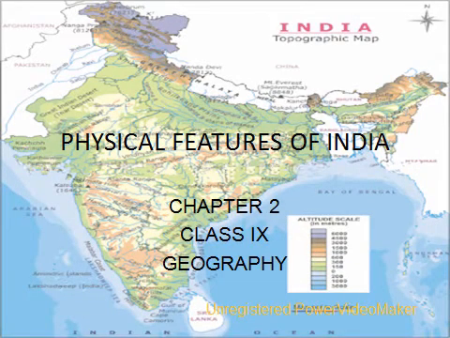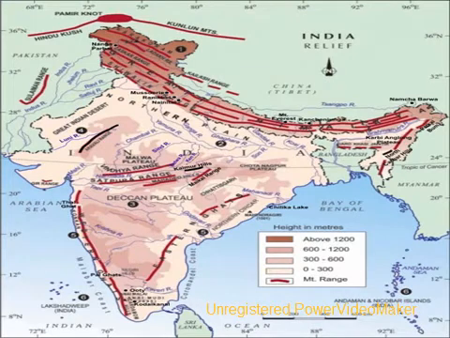Physical Features of India, Chapter 2, Class 9th Geography. This is the first part of this chapter. It is a map of India showing relief features of our country. In the northern part we have the Himalaya, after that the northern plains, peninsular plateau, Great Indian Desert, coastal plain and island groups of India.